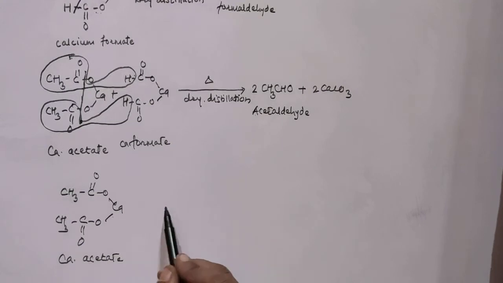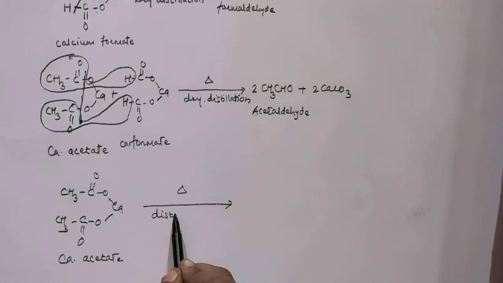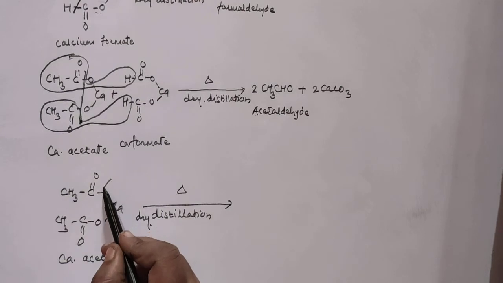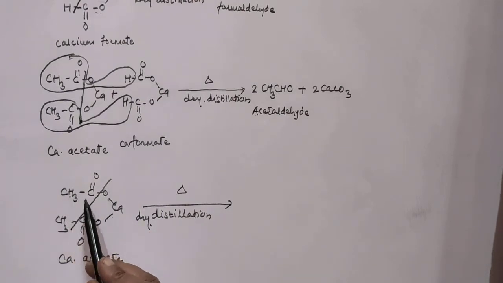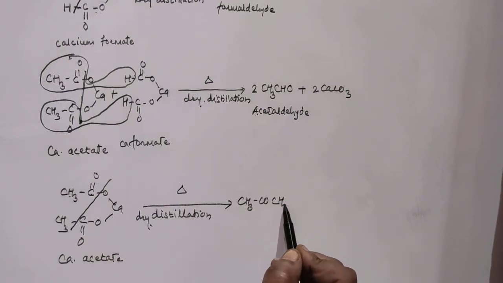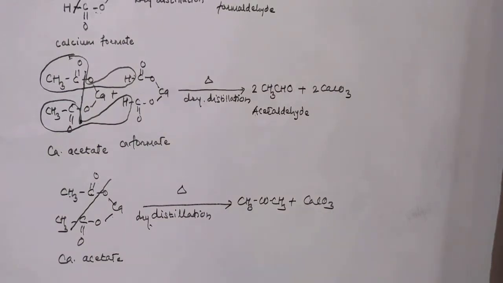This calcium acetate, again on dry distillation, heating in absence of air, undergoes decomposition and gives you acetone, CH3COCH3. The side product is the same, calcium carbonate. So this is dry distillation, the preparation of either aldehydes or ketones from the calcium salt of fatty acid.